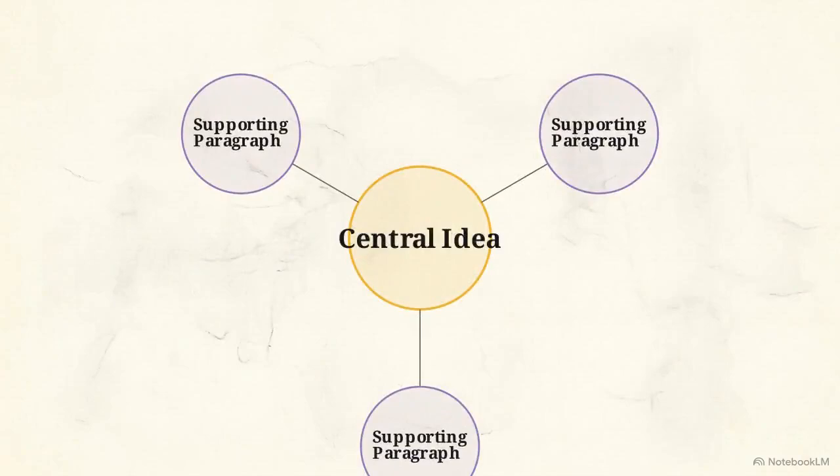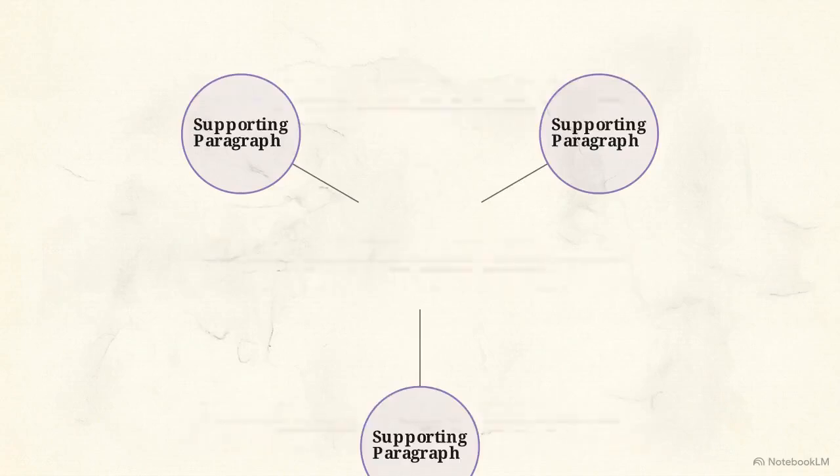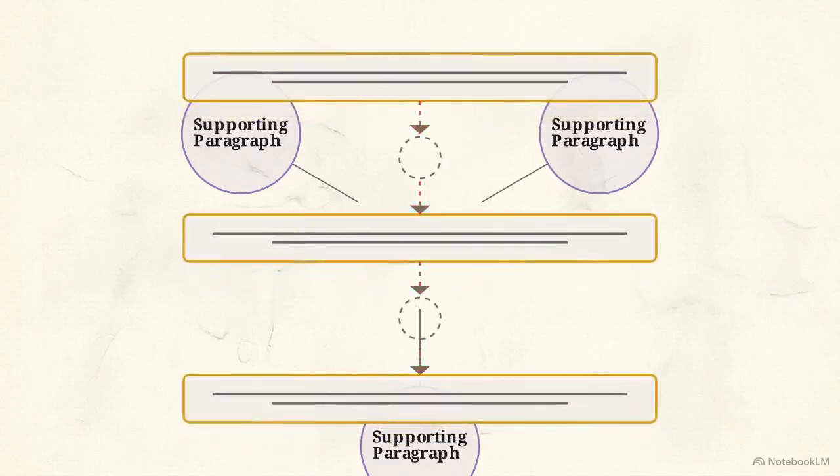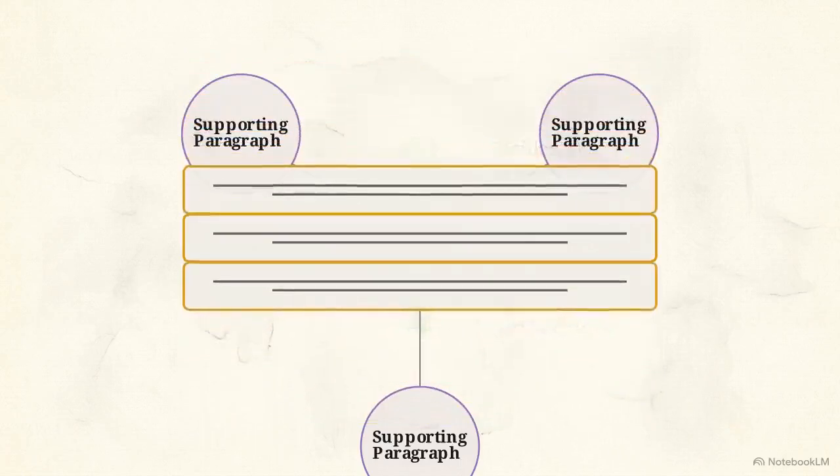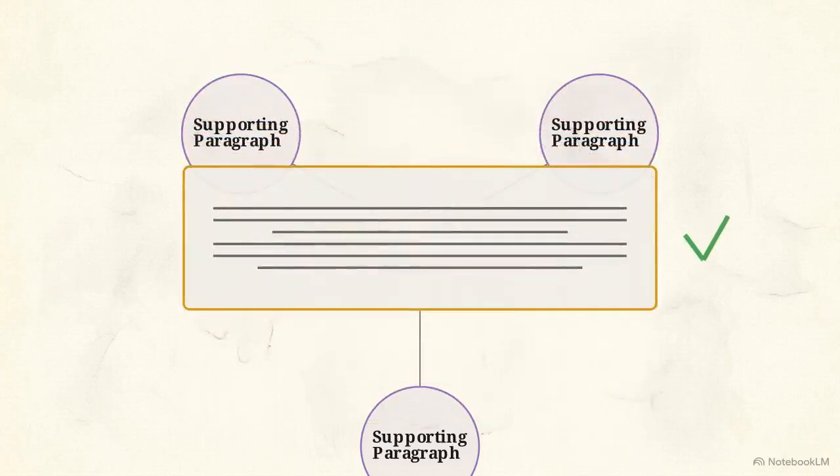Before you start drafting those main body columns, it helps to organize your central ideas. This diagram shows a story map. You start with your central idea and split it off into distinct supporting paragraphs. Within each paragraph, you have to link your ideas smoothly so the reader doesn't get lost. We do this using cohesive devices. Words and phrases like besides, in addition to, moreover, and furthermore are the tools that stitch your sentences together. They prevent your writing from reading like a mechanical list of disconnected facts.